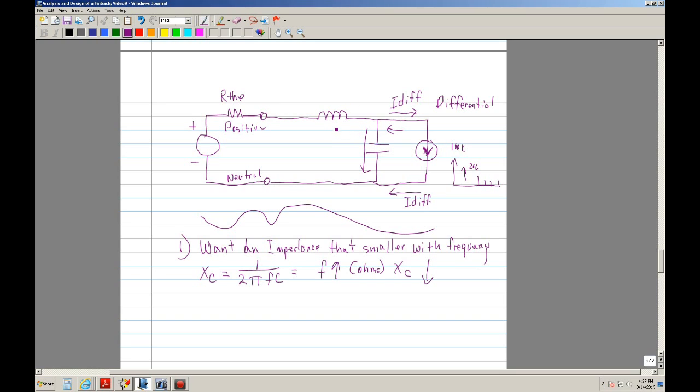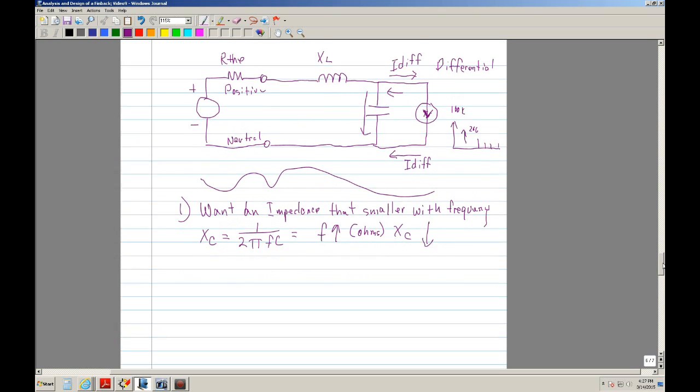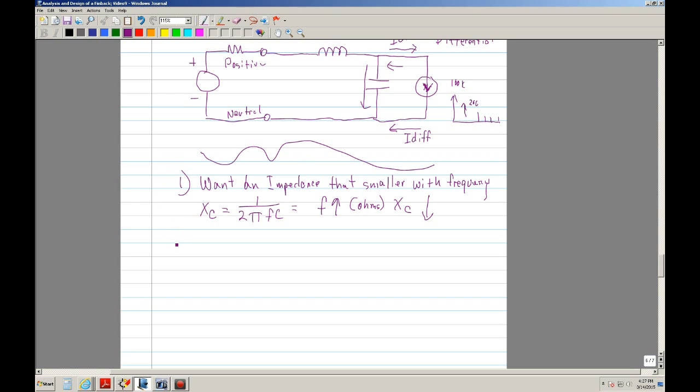Now, you also have an impedance here. Okay. So now that brings me to the second statement. You want an impedance that gets larger with frequency.